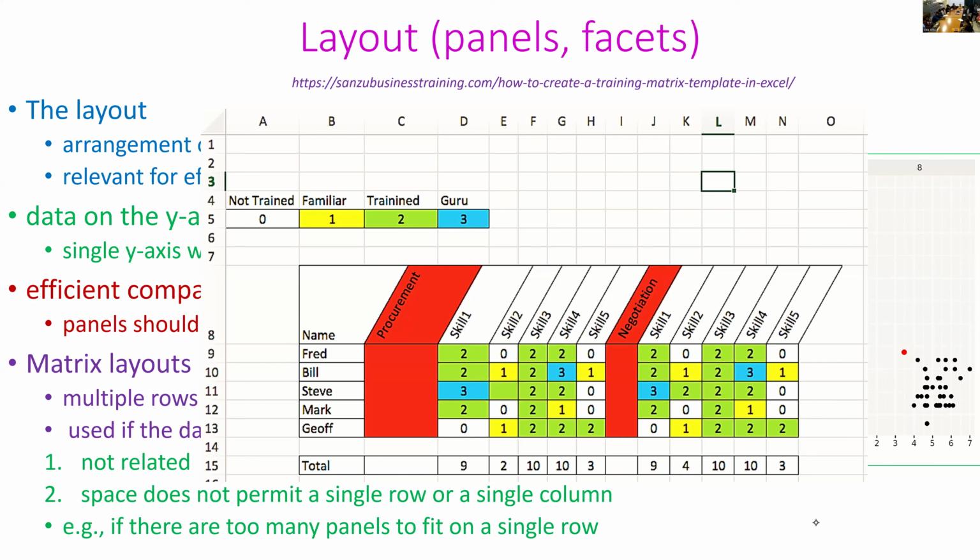What do these colors mean? If you're very good in that particular skill, it's blue, and you're called a guru in that skill. If you are not so good, you're called trained, with a spelling mistake. Yellow means you're familiar with that skill, and 0 means you're not very good at all. So you can see that for Fred, procurement skill is at trained level, whereas Steve is at guru level for procurement skill 1. So much information can be produced in one graph, but you have to choose carefully the axis, the layout, and the paneling to convey this information. You have to think, this is so much information that I want to convey in one picture. This is panels and facets.